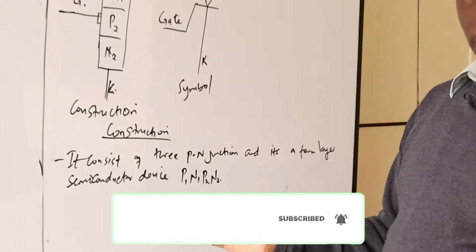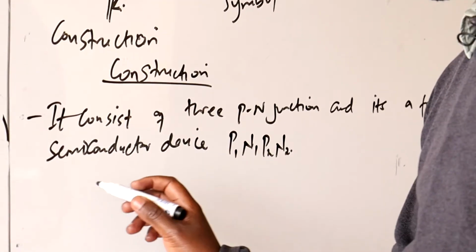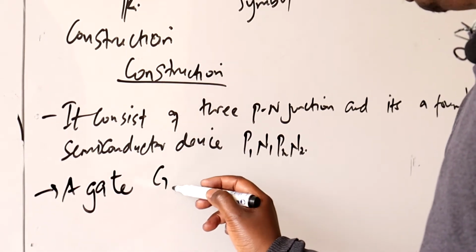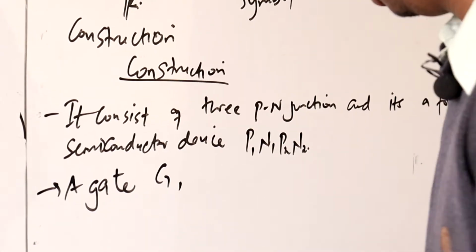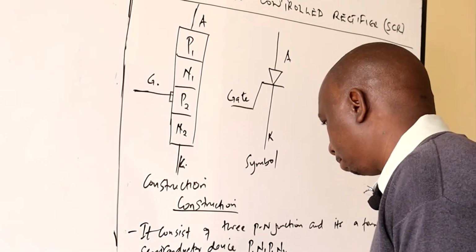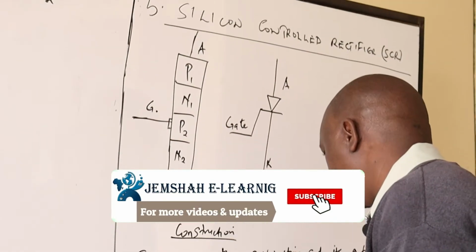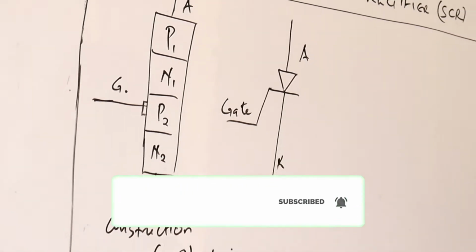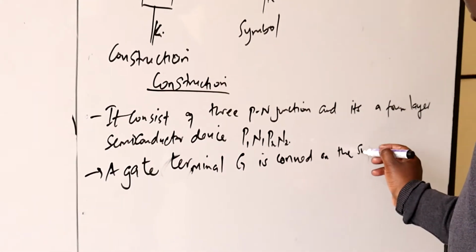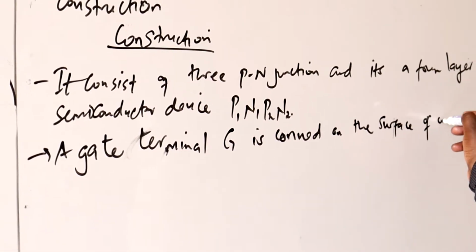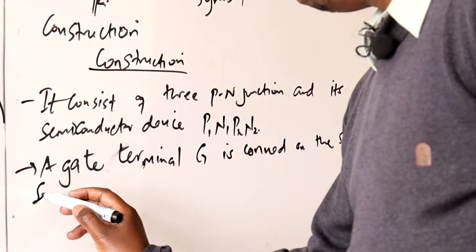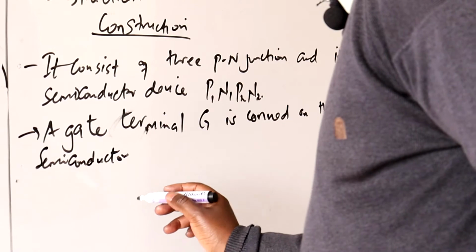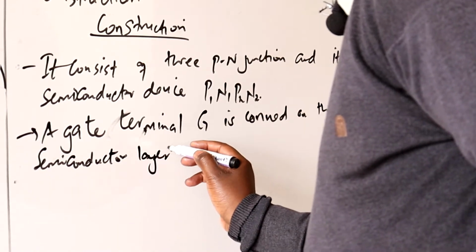So another thing we need to understand here is that a gate terminal G is connected on the surface of one semiconductor layer.